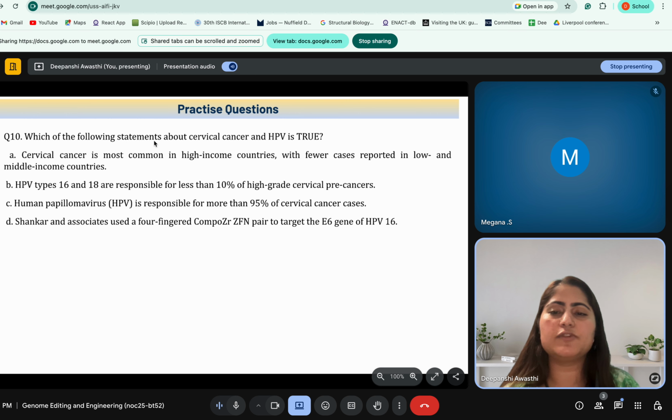Okay, so next question: which of the following statements about cervical cancer and HPV is true? We have seen that HPV is responsible for cervical cancer. Option A, cervical cancer is most common in high income countries with fewer cases reported in low and middle income countries. Option B, HPV types 16 and 18 are responsible for less than 10% of high grade cervical precancers. Option C, human papilloma virus, which is HPV, is responsible for more than 95% of cervical cancer cases. And option D, Shankar and associates used a four fingered zinc finger nuclease pair to target the E6 gene of HPV16.